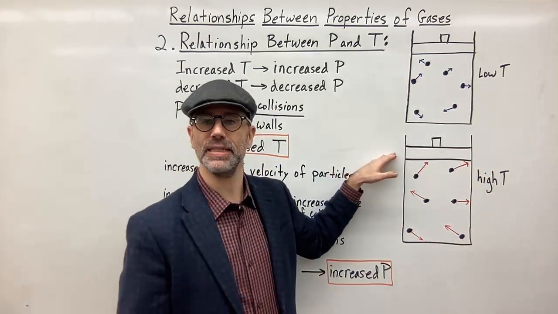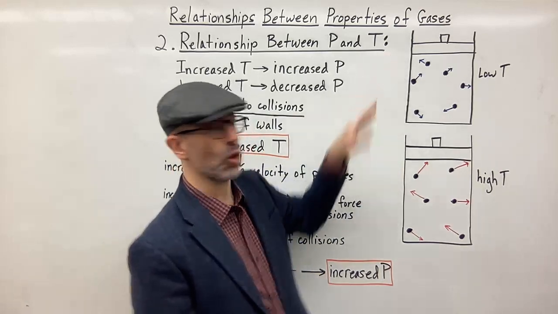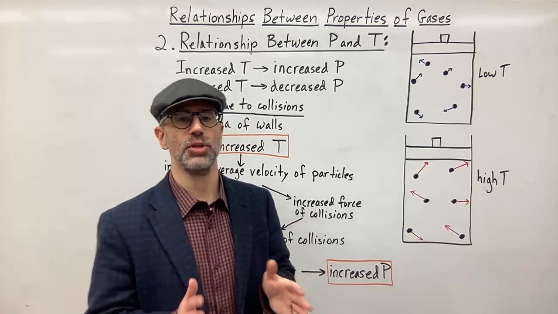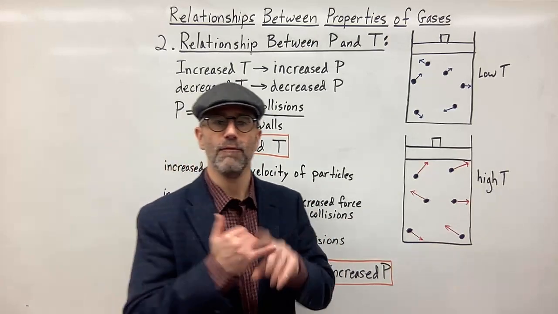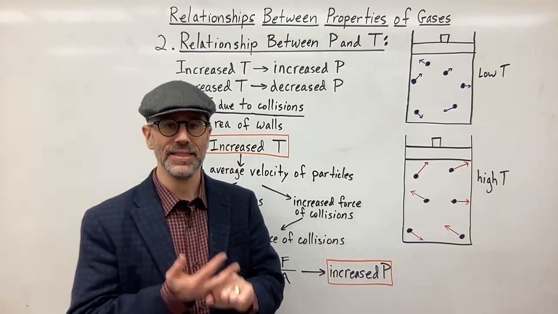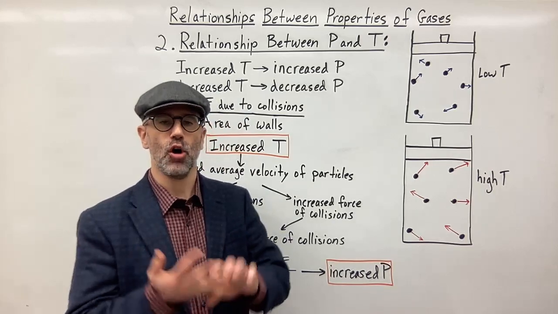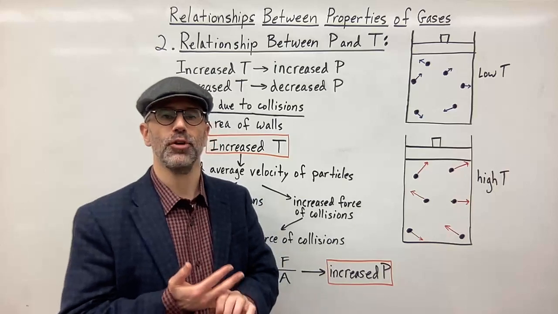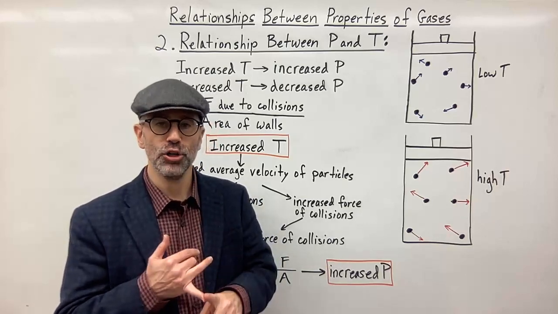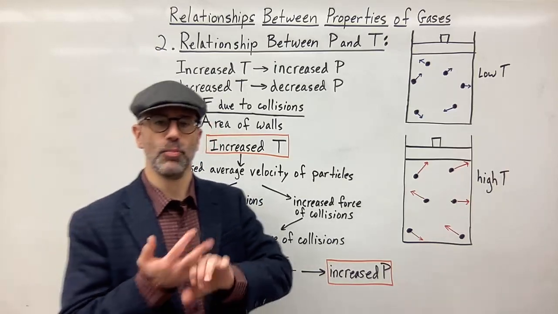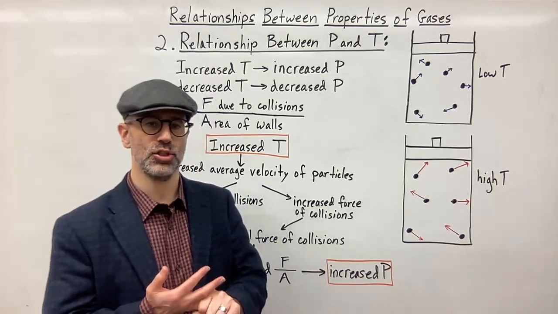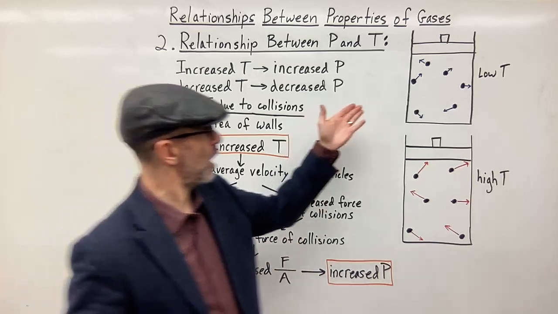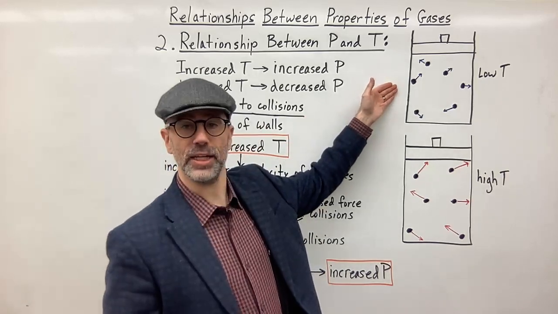Notice that the piston is at the same place, so we're not changing the volume. So in this case, for this relationship to hold, the volume and the amount of gas now have to be constant. This relationship will not hold if you change the volume or if you change the amount of gas. So both of those have to be constant in this situation. Keeping those constant, we're only going to change the temperature.